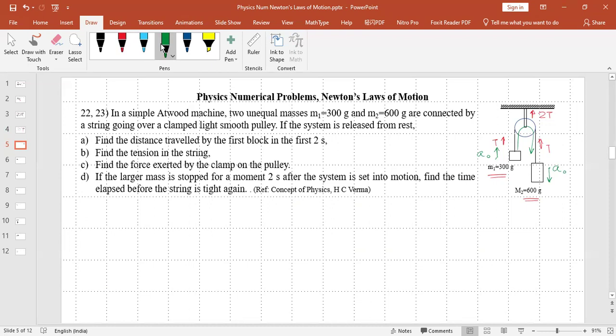And for the sake of understanding, let us consider this is body A and this is body B. Then, taking A as the free body, it is going upward, and its upward force is T. Upward T minus the downward force 0.3g, since 300 gram is 0.3 kg, is equal to 0.3 times A0.